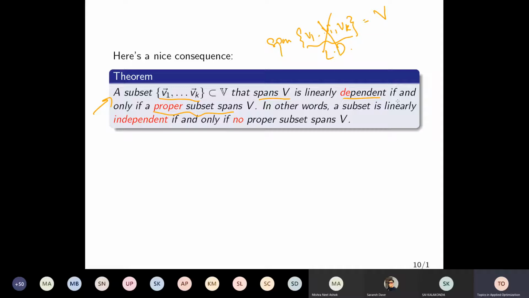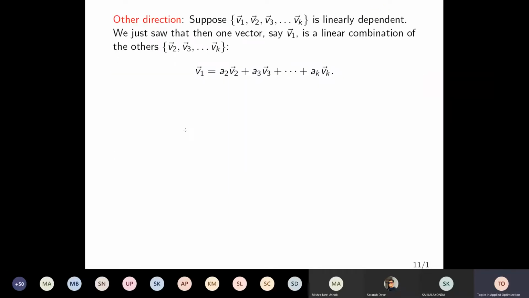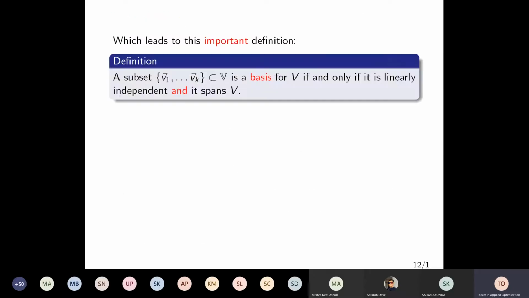Okay, so then we can surely remove, if it is really dependent, then we can surely remove those variables. If you could not remove, then it's independent. Right, so the argument goes both ways. So it is dependent if and only if a proper subset will still span the V, right? Or you can say the same thing in another way for independent. Okay, so this is the definition of a basis.